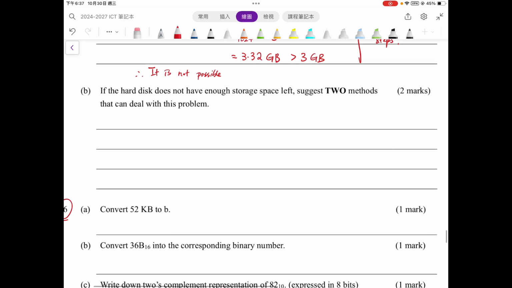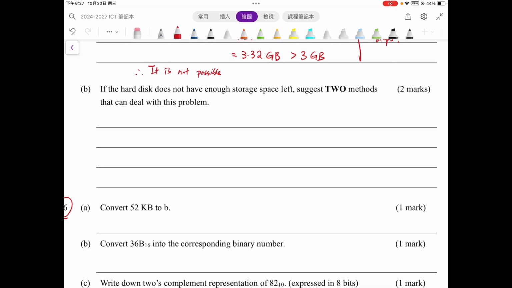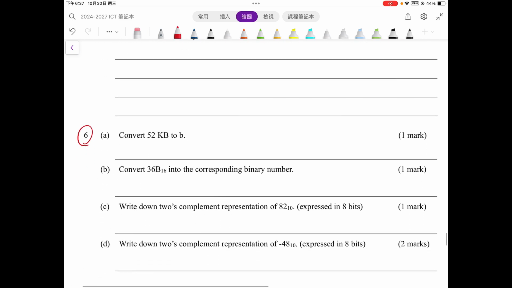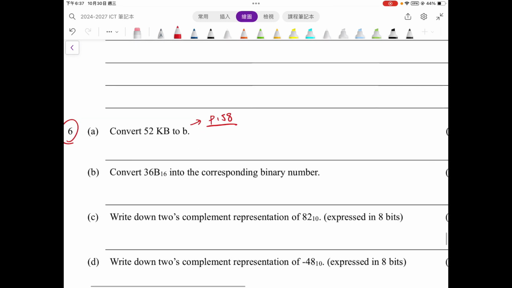Okay, so for question B, I'm not going to talk about this because it is from your experience or something like that, you can read it in your marking scheme. So let's go to the last question, question 6, all about the conversion. Still, we are in page 58, okay? So let's do it one by one.